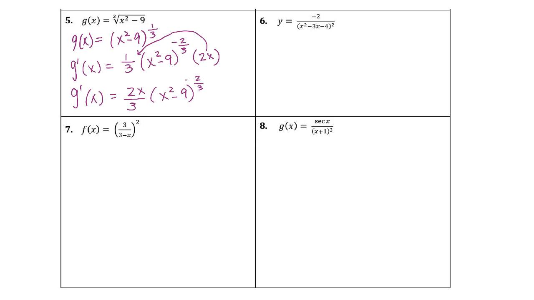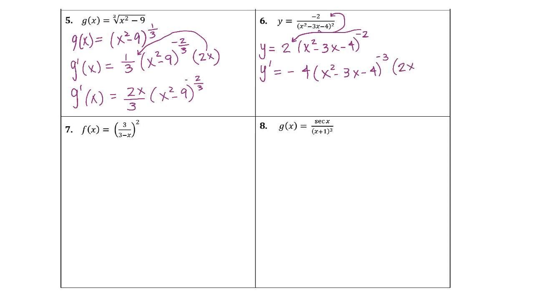Okay, for this one, we would move all of this up to the top. So we're going to have y equals 2 times, and we have x squared minus 3x minus 4, all raised to the negative 2. So y prime is going to be, and you would multiply these together, so negative 4 times x squared minus 3x minus 4, all raised to the negative 3, and then times the derivative of the inside. So we're going to have 2x minus 3. And I would leave that just like that.